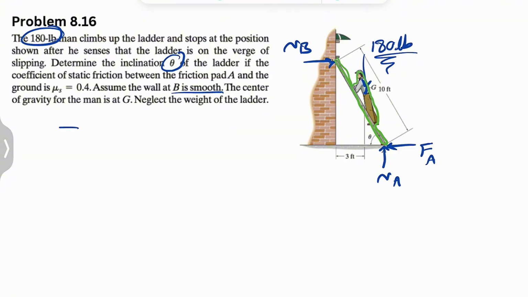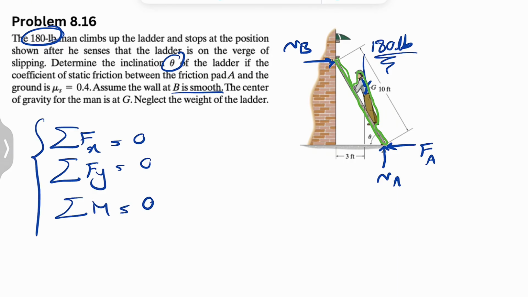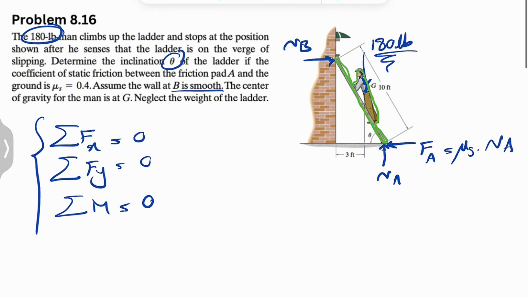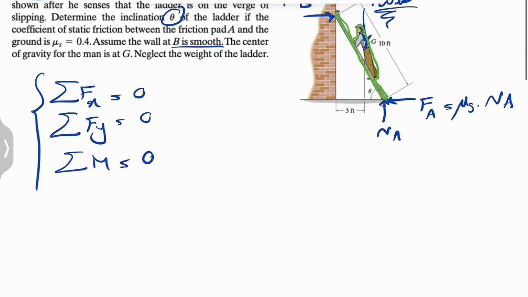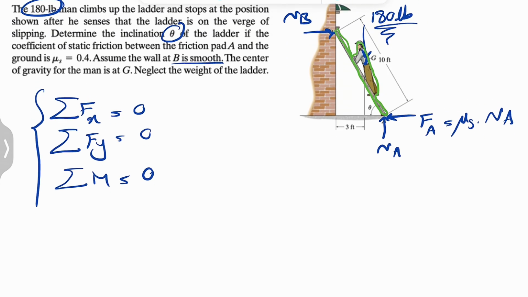So we can use our equilibrium equations: sum of all forces in x equals 0, sum of all forces in y equals 0, and we have one moment equation. These are the three, and our FA, we know it's basically mu s times NA. So we can start with the moment equation, either about point A or point B. We have the same unknowns in here, so it doesn't matter which one. Let's do the moment about point B and see what we get.